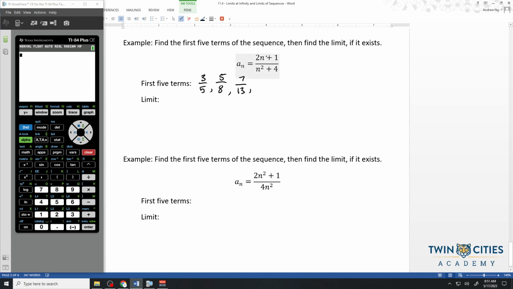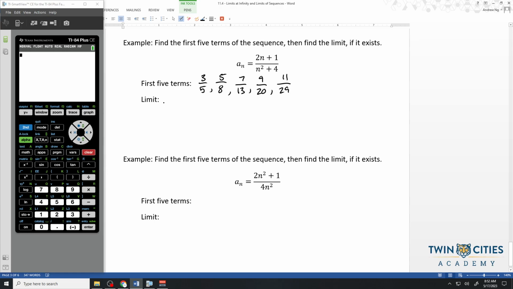Fourth term, 2 times 4 would be 8, plus 1 would be 9, over 4 squared would be 16, plus 4 would be 20. And then the fifth term, 2 times 5 would be 10, plus 1 is 11, over 5 squared is 25, plus 4 would be 29.